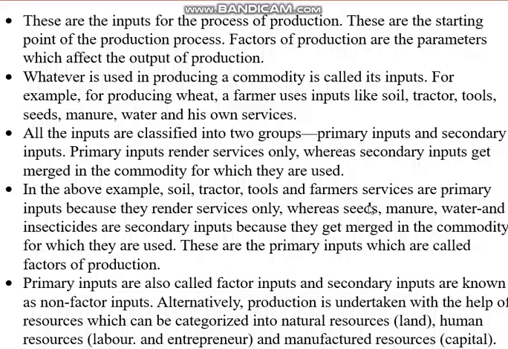Anyway, the seeds, manure, water, and insecticides are secondary inputs because they get merged into the commodity for which they are used. These are the primary inputs, which are called factors of production.